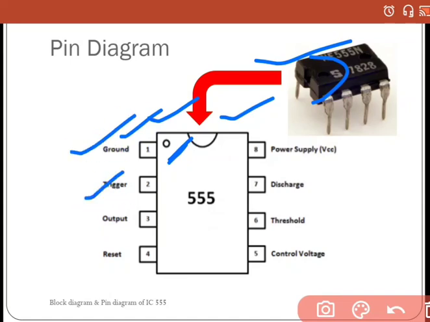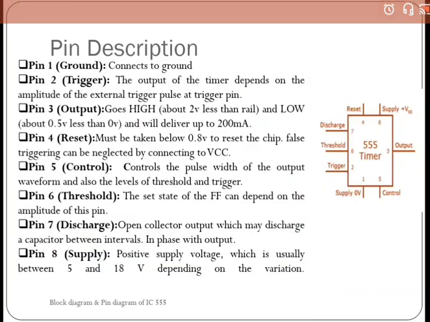Pin number 1 is the ground pin. Pin 2 is the trigger. Pin 3 is the output. Pin 4 is the reset. Pin 5 is the control voltage. Pin 6 is the threshold voltage. Pin 7 is the discharge, and pin 8 is the power supply.